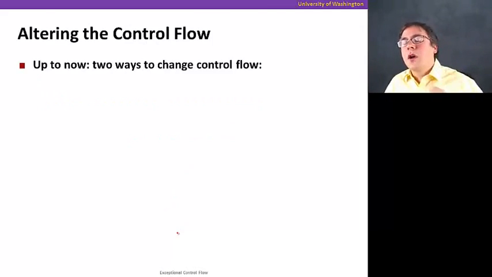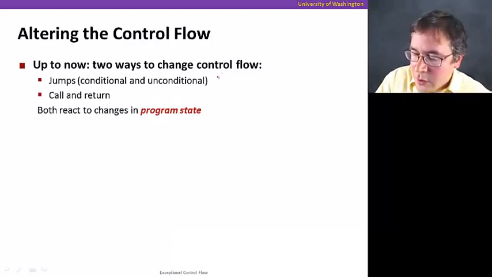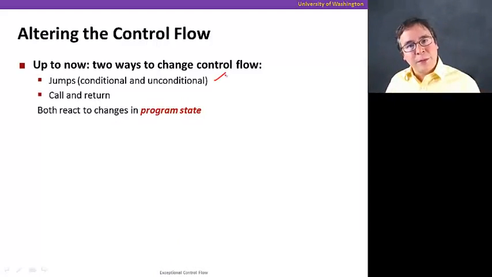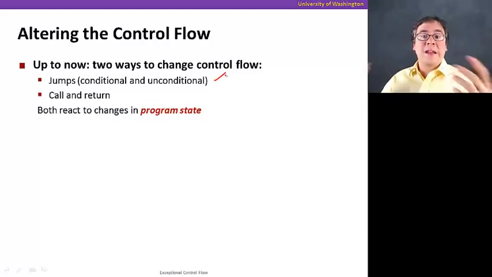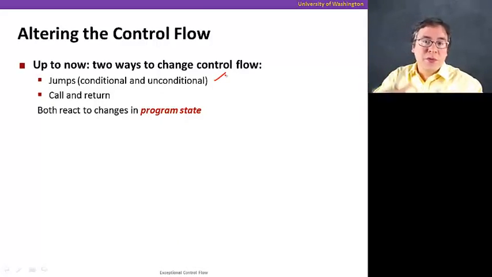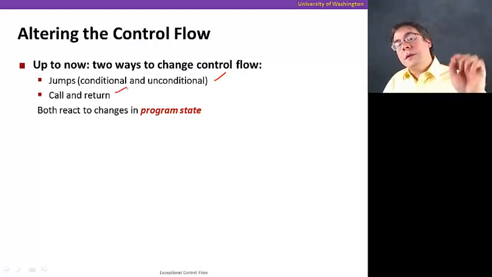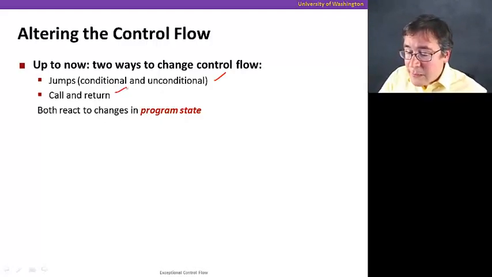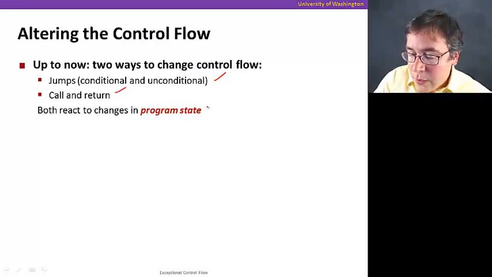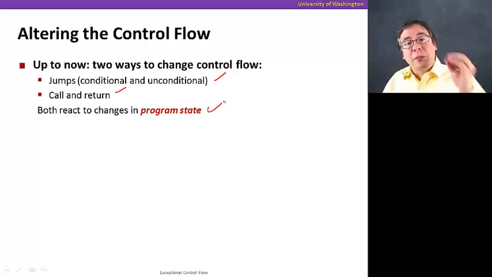So how do we change the control flow? Up to now, we saw two ways. First, we saw jumps. When we saw assembly programming, there were jump instructions that changed the control flow. We used that to implement things like loops and conditionals, like if, then, else. And we also saw call and return, which is used to implement procedure calls and so on. Both of these changes of control flow react to program state. They're part of your program, and they react to the program state.